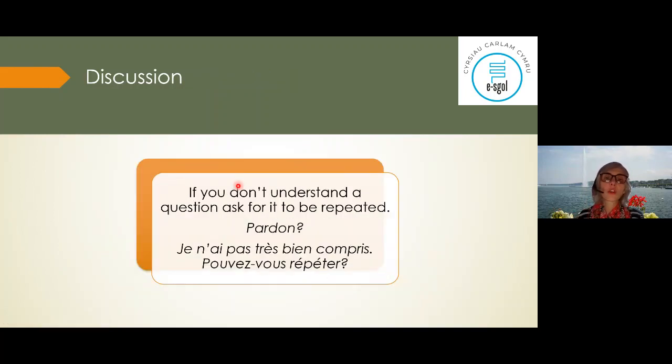If you don't understand a question, please ask for it to be repeated. Everybody will repeat. Everybody is there to help you with your oral. So you could have simply pardon, but because you will do the assessment this year with your teacher, you could be more elaborate and ask your teacher, je n'ai pas très bien compris, pouvez-vous répéter? You could do that with an examiner too, but sometimes the first time you say pardon, it's faster and easier. Okay, so those are two. You can ask questions if you don't understand, and people will repeat, changing the wording to help you.